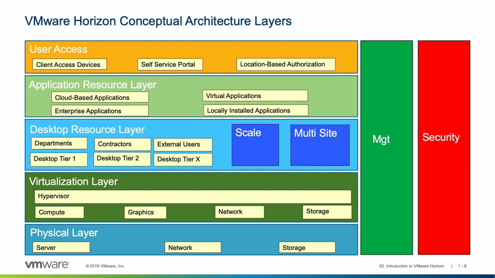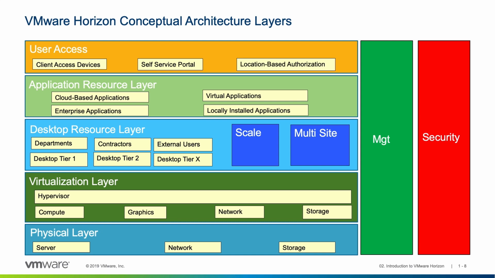Now on top of that will be our desktop resource layer. That's where Horizon comes into play. Horizon takes care of being able to provide the desktops or pools, as we refer to them, to various end user types. And these usually tend to come from the Active Directory user groups. So you may have a user group for your contractors or a user group for your R&D, finance, and so on.